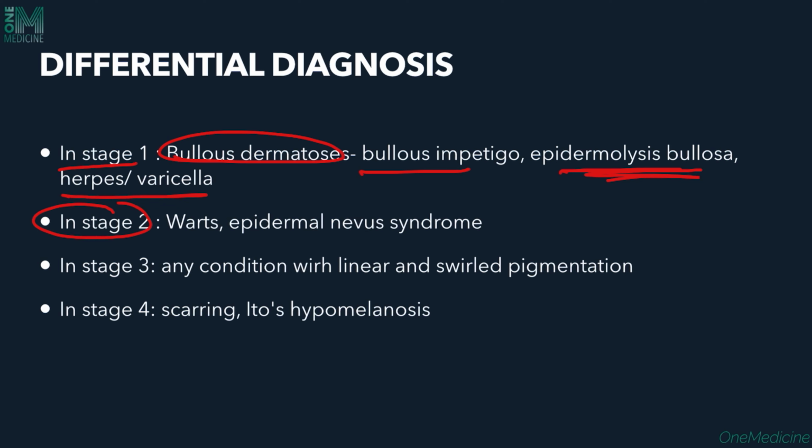In stage 2, the verrucous stage, again you have to differentiate it from warts and epidermal nevus syndrome, which can again present as a verrucous linear lesion. Then in stage 3, you have to differentiate it from any linear and swirled pigmentation. If you get any other condition which presents similarly, you have to differentiate it from that. And in stage 4, you can differentiate from scarring or hypomelanosis of Ito. Okay, that's how you differentiate and find out the diagnosis.